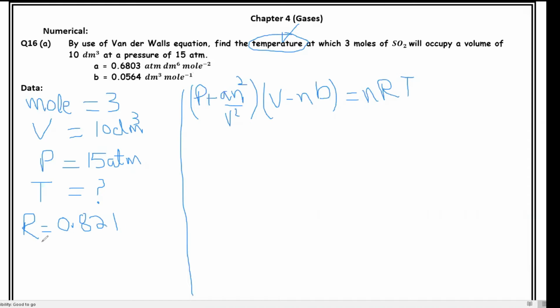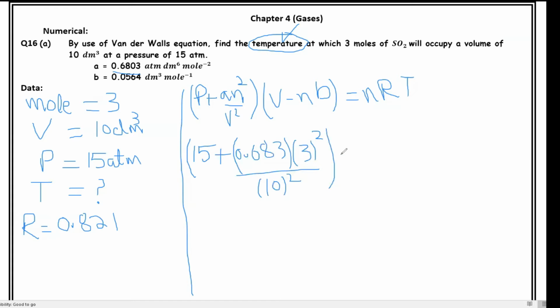Now putting all these values: pressure is equal to 15 atm, so put the value of pressure, 15. Then the value of A given in the question is 0.6803. Then the value of n is 3 moles, so 3 square because n square is there. Then divided by V square, the value of V is 10, taking the square. You will solve this P plus A n square by V square.